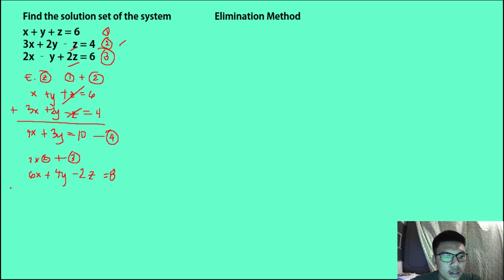Then, plus equation 3, what is equation 3? That is 2x minus y plus 2z equals 6. So ang ating operation ay addition. So 6x plus 2x, that is 8x. 4y minus y, that is 3y. Then, cancel yung ating 2z is equal to 14. Okay, so we now have equation 5.